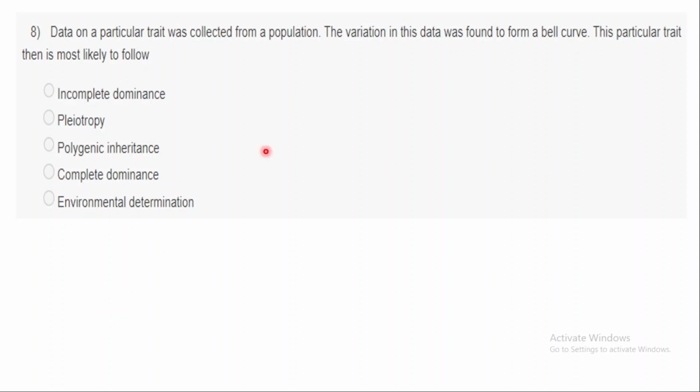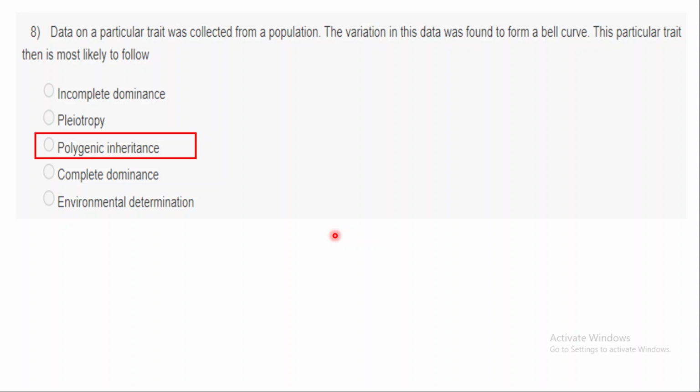So we have to remember the characteristic of this question: the variation in this data was found to form a bell curve. And then this particular trait, what could be this trait which follows a bell curve distribution? Simontini answered C and Rahul has answered D. Pushpanjay is also saying option D. Okay, okay. Now let us look at what is the correct answer.